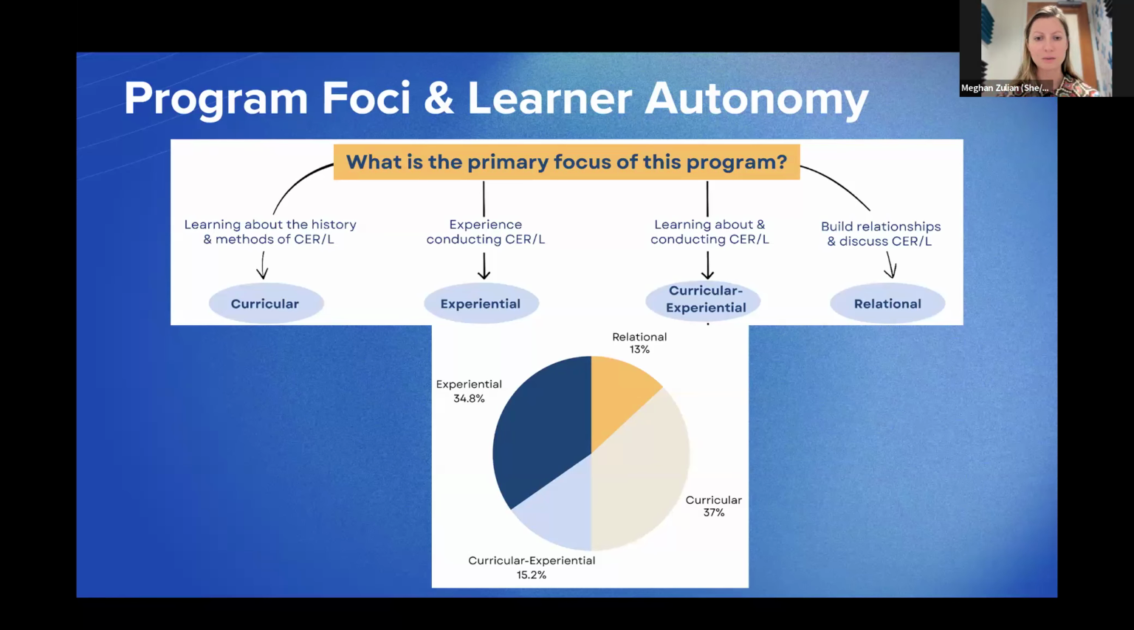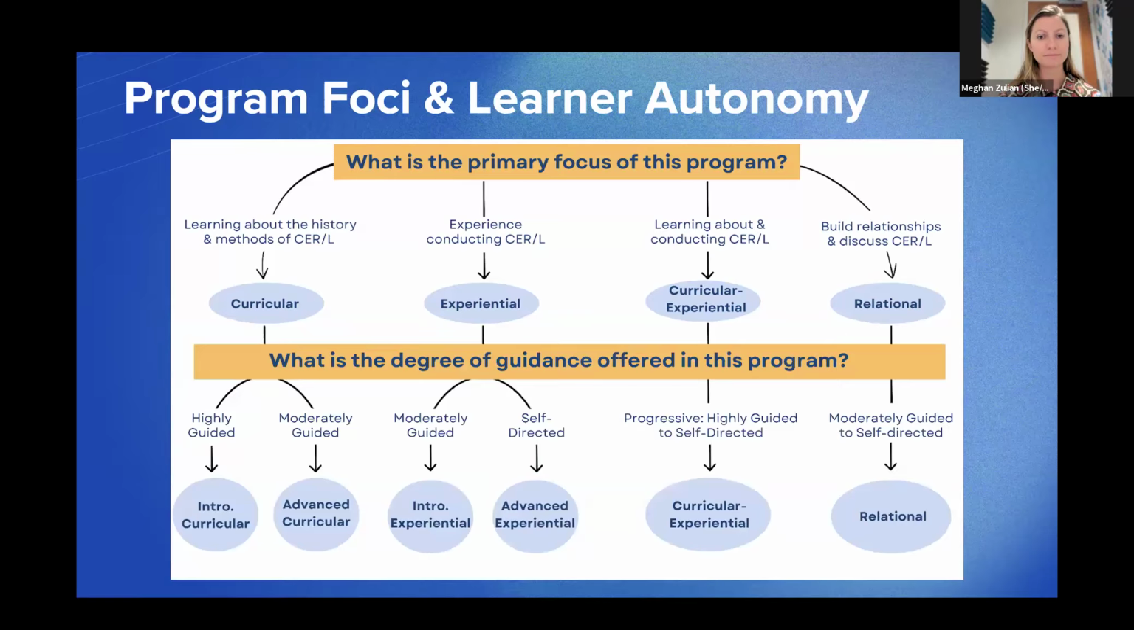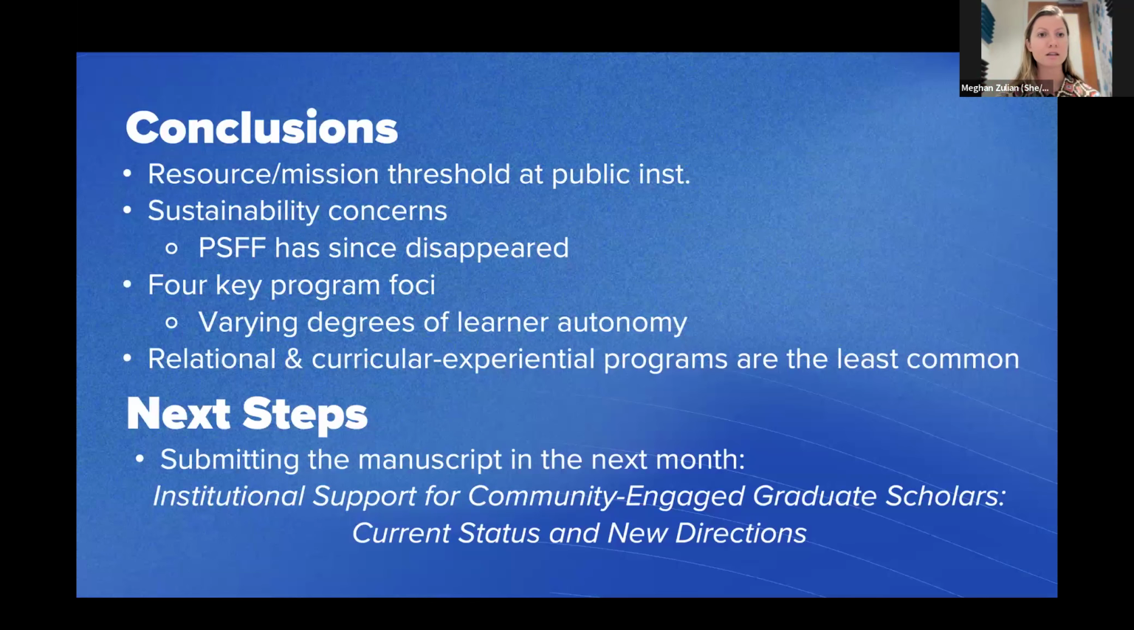And this is a sense of that breakdown, the relational and the curricular experiential definitely being less popular than just the curricular or the experiential. And then that can be further divided based on the degree of guidance that students are receiving from the people running those programs, from a very, very structured educational program to something that is significantly less structured.